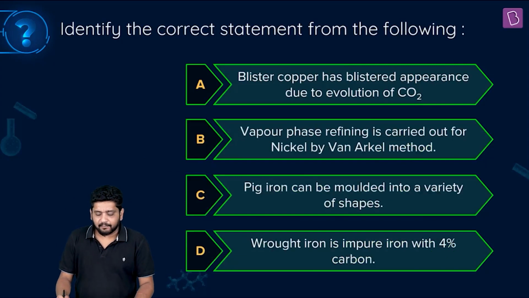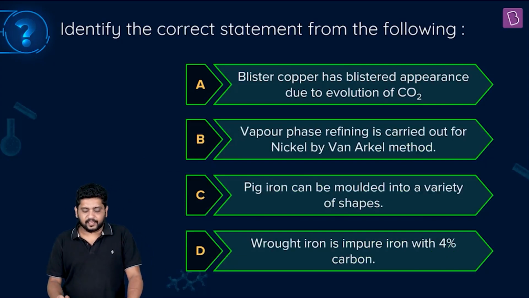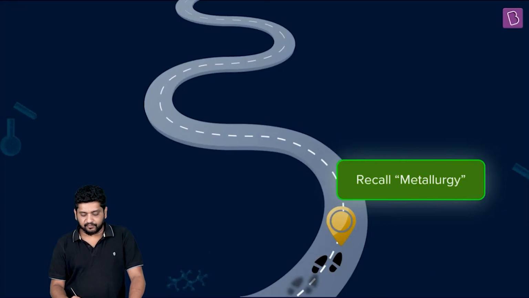So A says, blister copper has a blistered appearance due to the evolution of CO2. B says, vapor phase refining is carried out for nickel by Van Arkel method. C option says, pig iron can be molded into variety of shapes. And D option says, wrought iron is the impure iron which has 4% carbon, right? So we need to find out the correct statement. The other three would obviously be wrong statements, right?